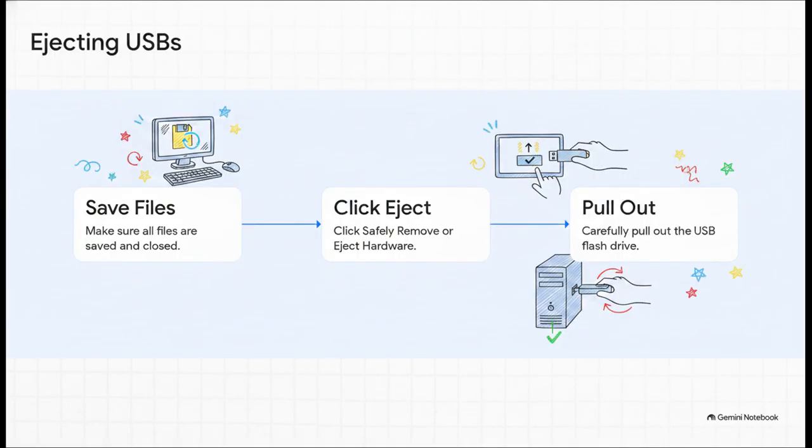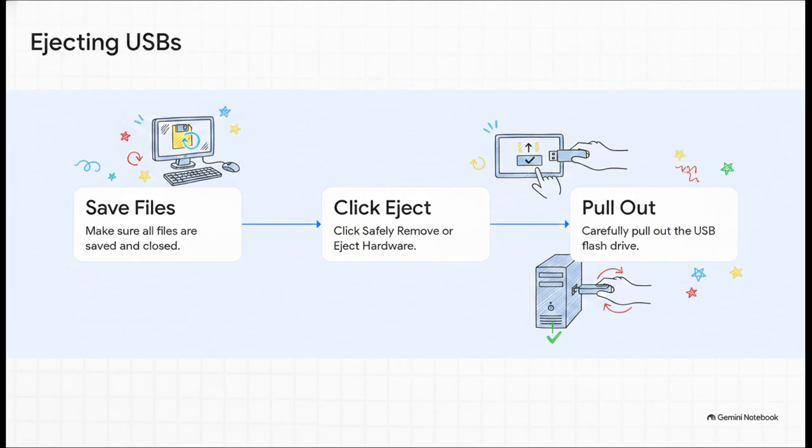You know that Safely Remove button on your screen? Yeah, you really need to use it. Safely removing external storage is vital for data integrity. If you just yank a USB drive out of a running machine, you are risking severe data corruption. Why? Because you have to allow the computer to finish clearing its temporary cache and write that info permanently to your drive before you break the physical connection.